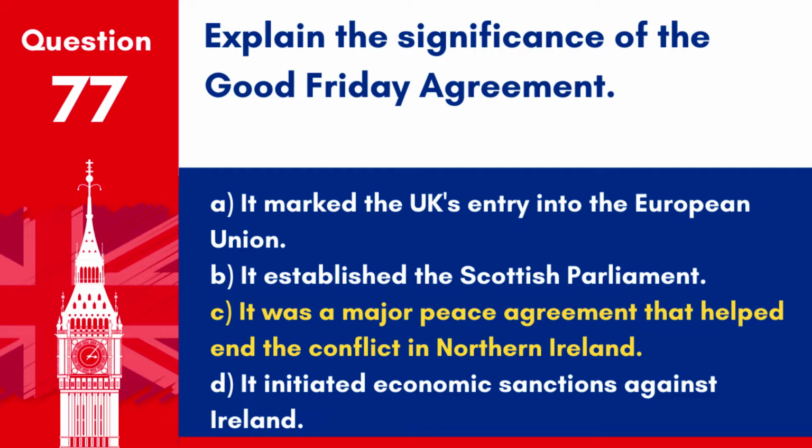Answer: C. It was a major peace agreement that helped end the conflict in Northern Ireland. The Good Friday Agreement, signed in 1998, was crucial in bringing an end to the period of conflict known as the Troubles by setting up a power-sharing assembly to govern Northern Ireland by cross-community consent.